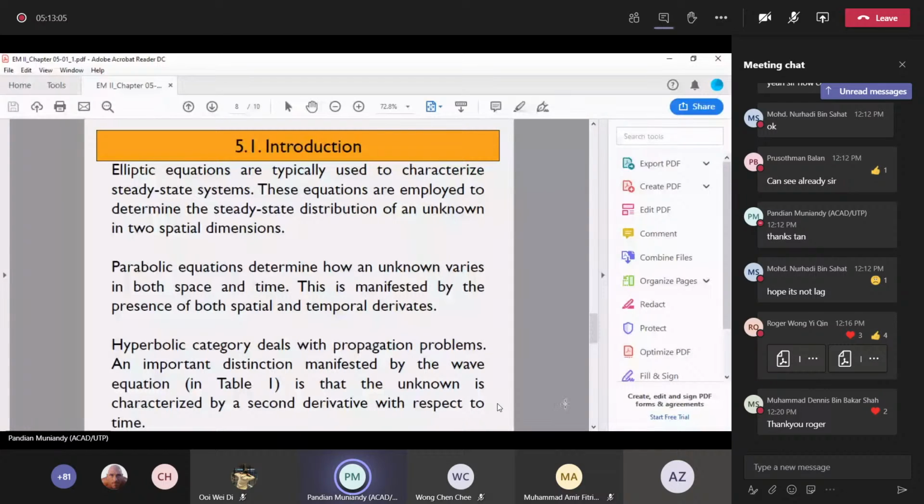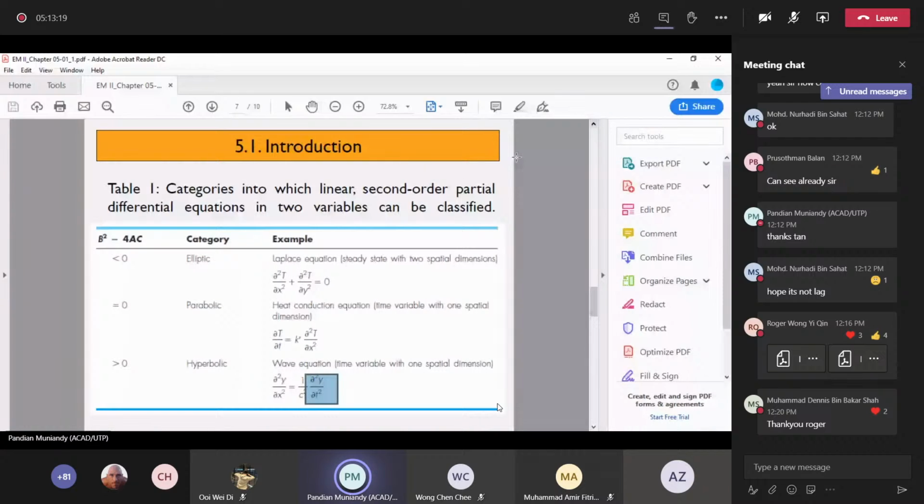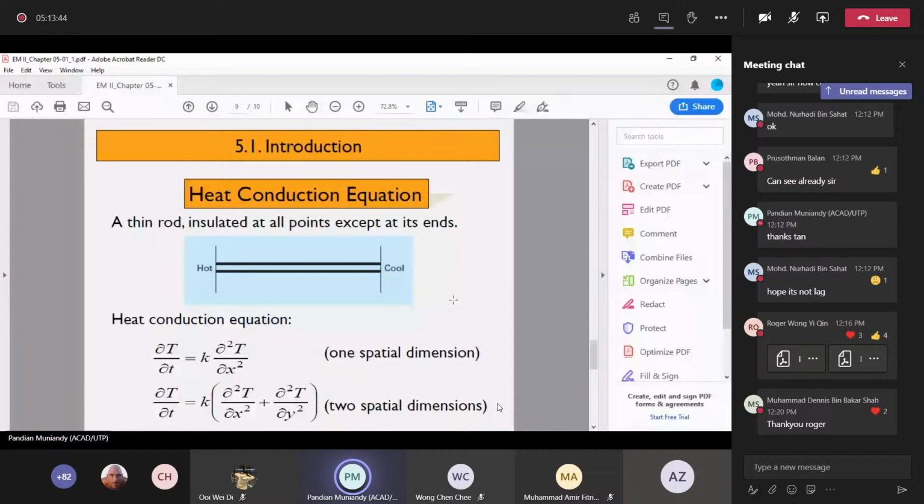Okay, now we move on to the heat conduction equation. The heat conduction equation, if you look here, is parabolic. So our focus is on parabolic equations: del T over del t equals K dash del square T over del x square. So B square minus 4AC equals 0. This is already shown, and it is a parabolic equation. So we want to study and concentrate on the heat conduction equation.